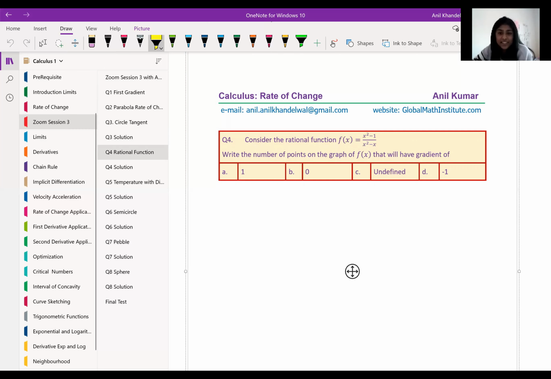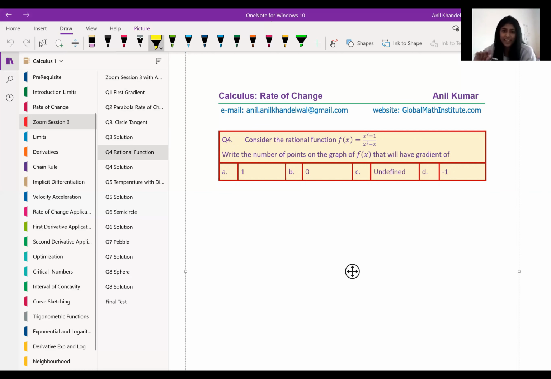So I sketched the rational function, because obviously I like to see things visually, otherwise I can't. I expanded the brackets, so on the numerator you get x plus 1, x minus 1, and the denominator x, and then x minus 1. I'm actually explaining how to sketch the graph.